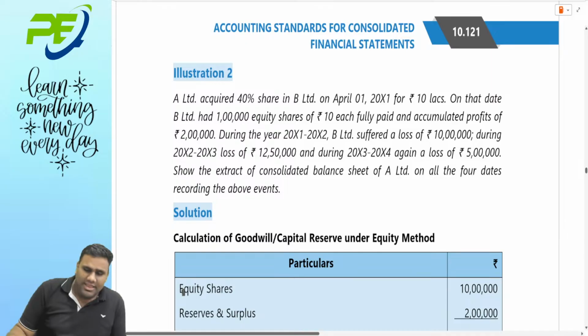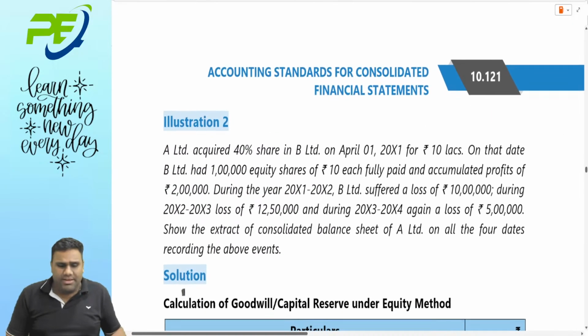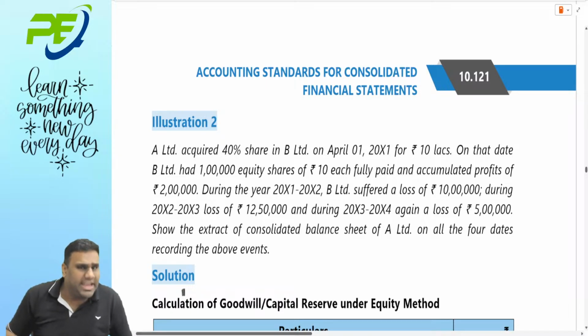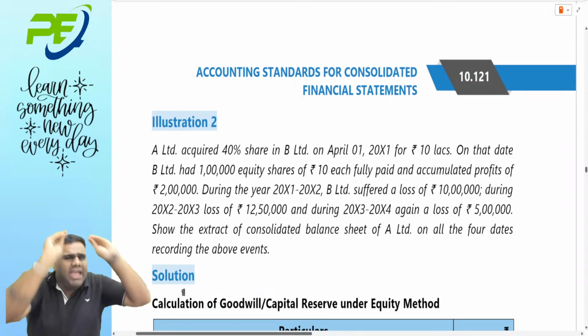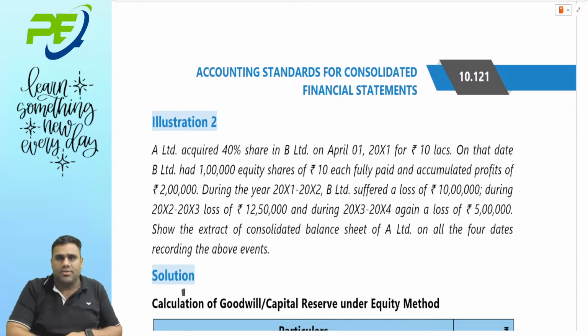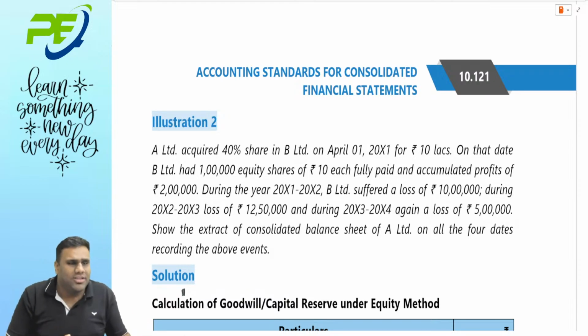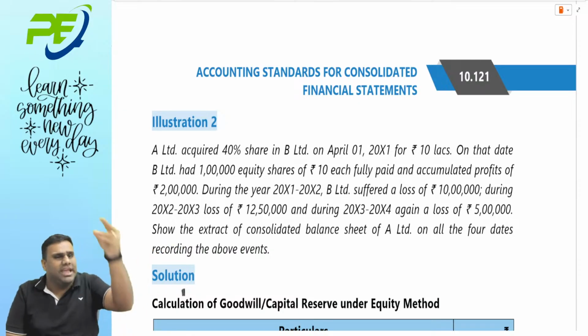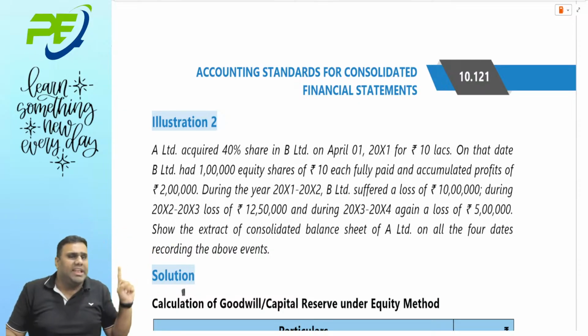Again, you remember when we did minority interest, we discussed minority interest. Can it be zero at any point of time? Same way, investment in associate can be less than zero? No. Investment in associate can never be zero.